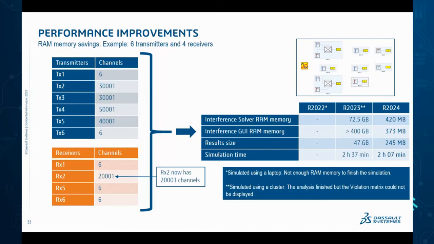And the last one that I want to talk about, the improvements in the performance, is about our interference task. This is something that we have, in recent years, worked a lot to improve its simulation performance. And just take a look at those systems, right? What we have here are 6 transmitters and 4 receivers, with some of them having tens of thousands of channels, right?